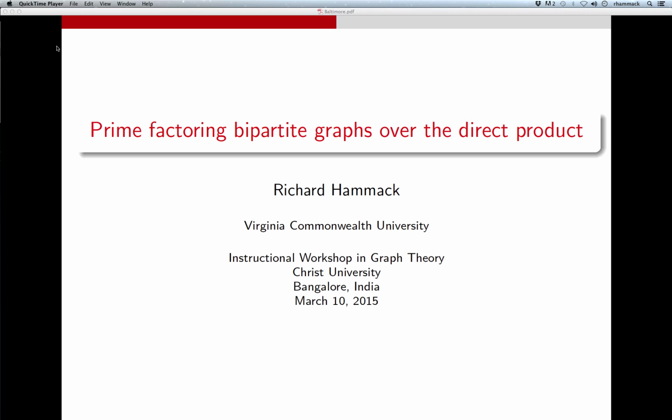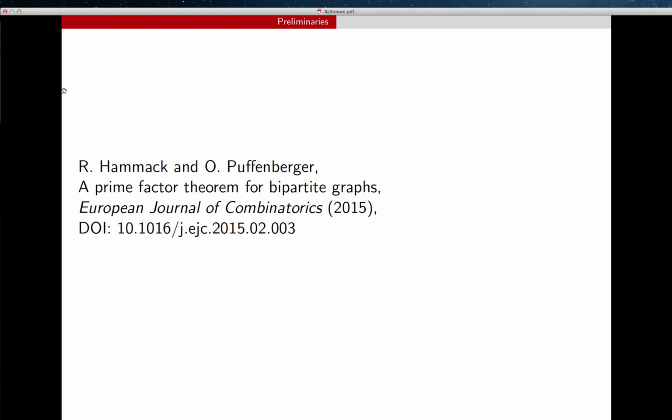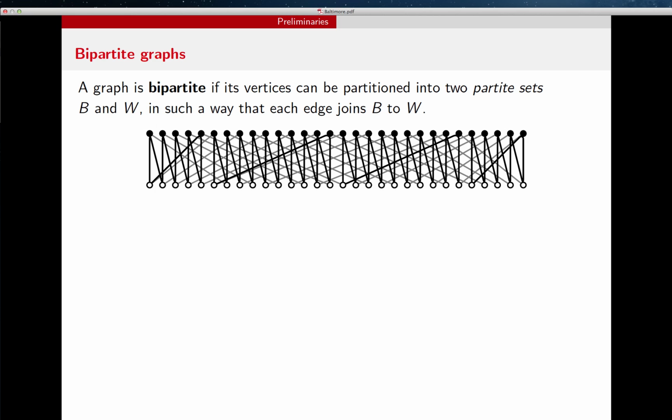Today I'm speaking on prime factoring bipartite graphs over the direct product. This is work I did with the graduate student Owen Puffenberger, and the paper will appear in the European Journal of Combinatorics this year. I'm going to start with a few definitions before we get to the statement of the theorem I'll be talking about.